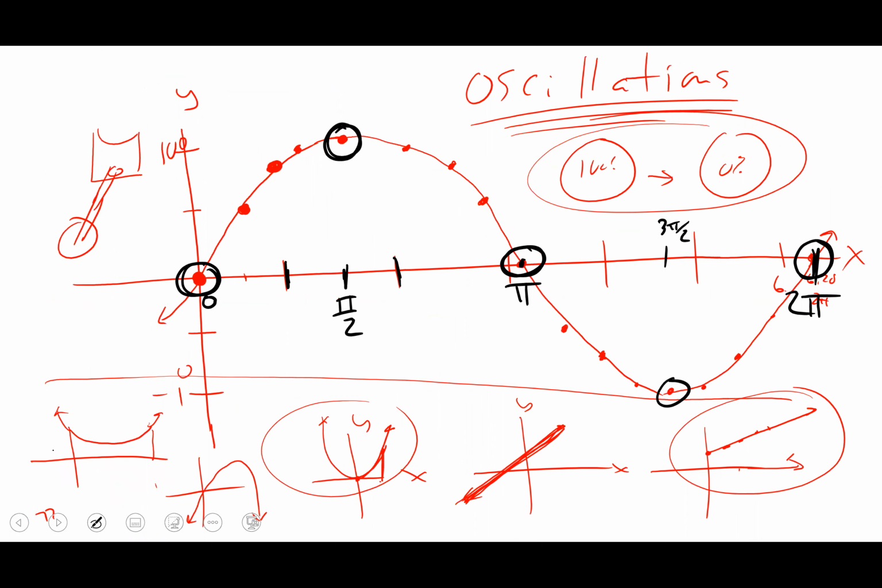But we're gonna go back to these values here. We're gonna use 0, we're gonna use pi over 2, we're gonna use pi, 3 pi over 2, and 2 pi.